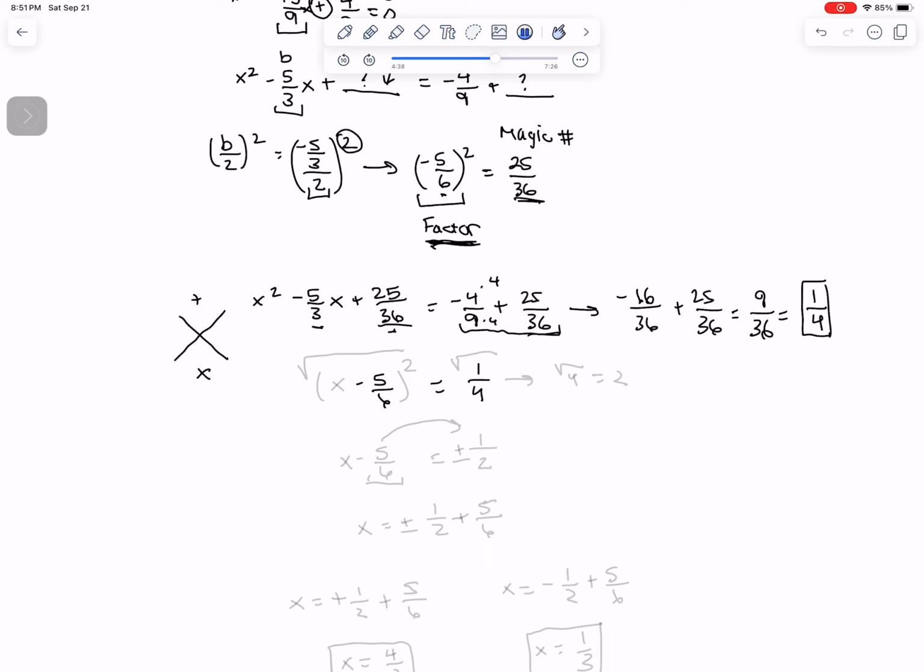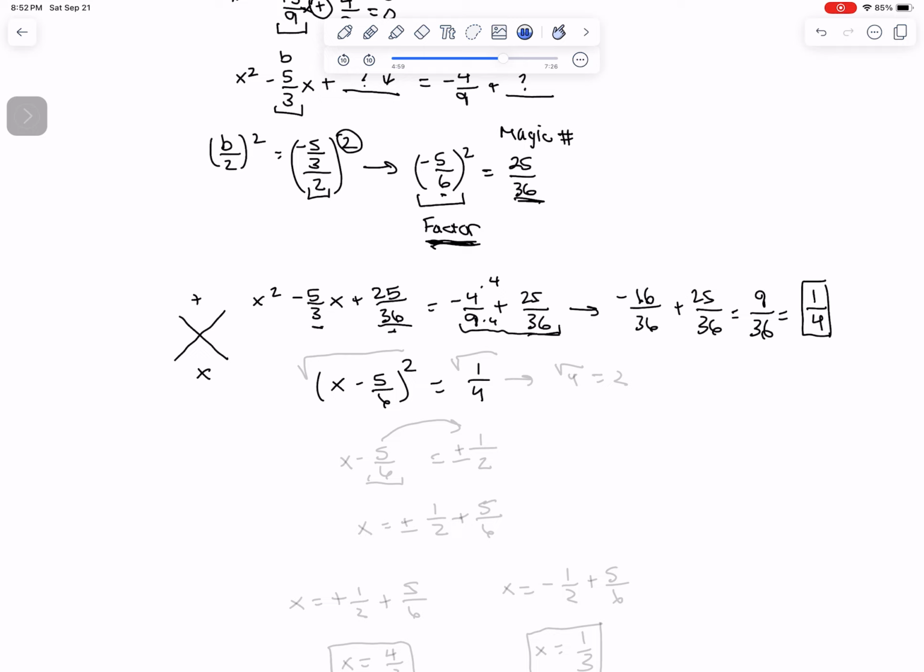So every single time when you do the b variable divided by 2, before you square it, that's your factor. When you square it is when you get your magic number. So that's why, in this case, my factor is x minus 5 over 6 squared. So I'm just using what I already had to put in my factor place.